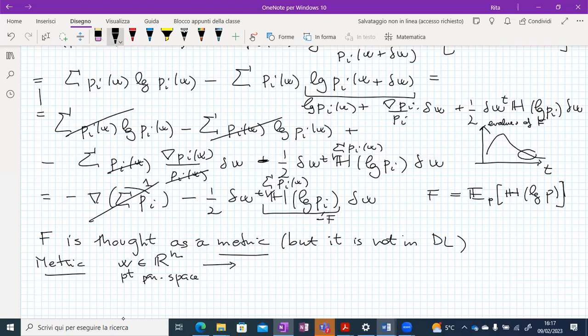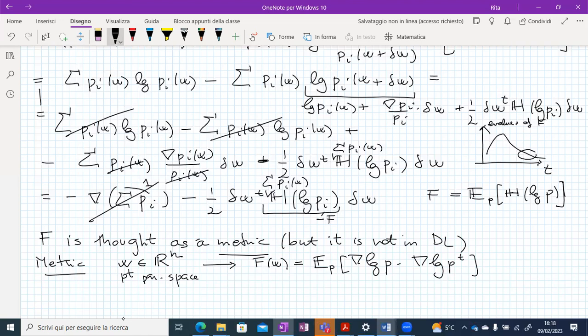And we associate to this point the Fisher, which is the expected value, according to P, of the gradient of the probability times the gradient transpose. And since we are in Rn, when you have a metric, you are associating a scalar product on the tangent space. But we are in Rn, so the tangent space is Rn, right?